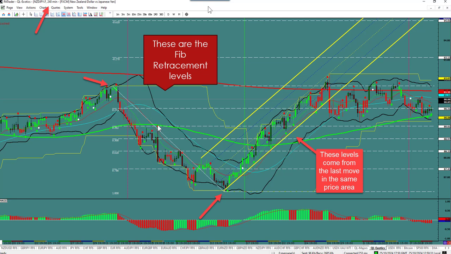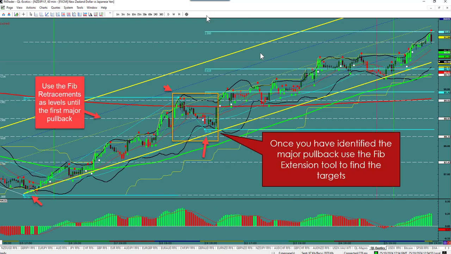And if they prove that they're using them, prove that they know where they are, then they will use them up here on this move. All right. So that's very easy to find. Now, remember, that's a 240-minute chart. Now I'm coming down to a 60-minute chart. These fib retracement levels down here came from what we just did on that last chart.